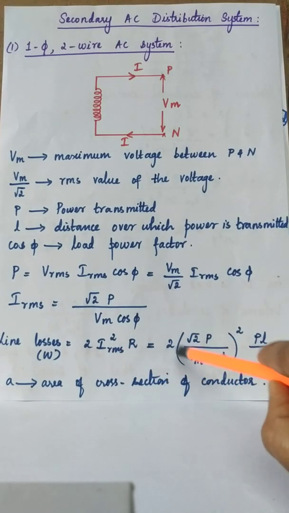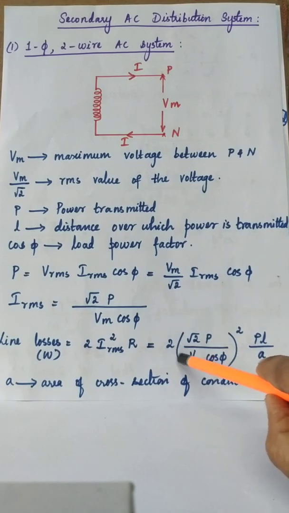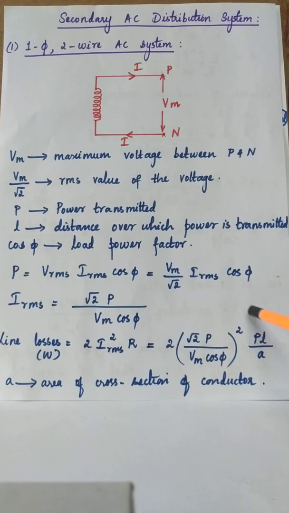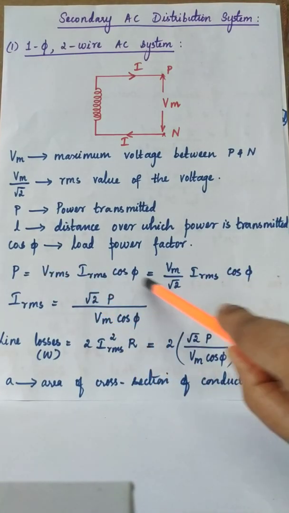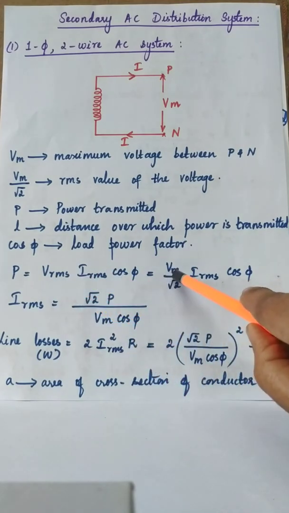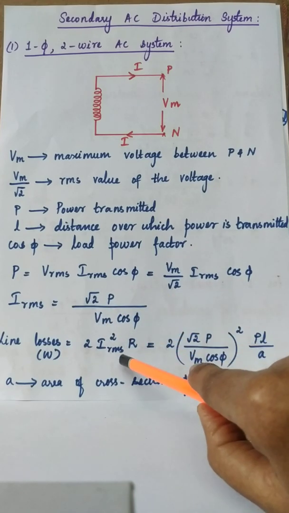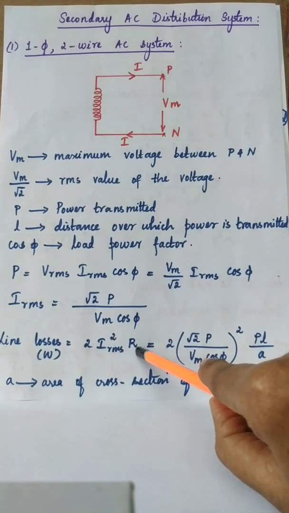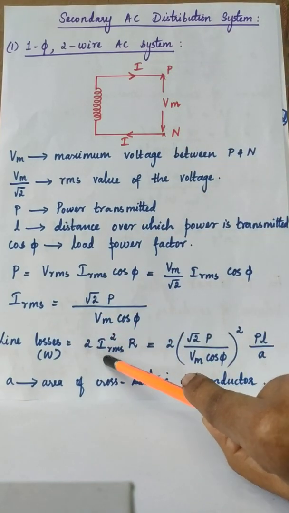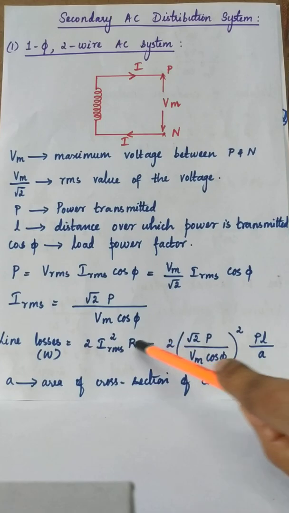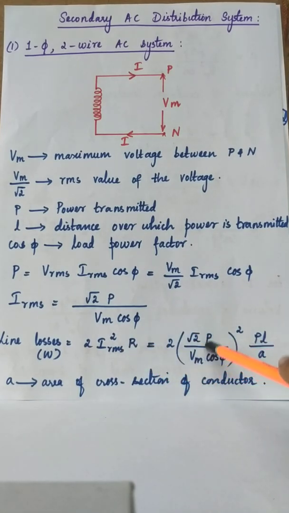Now, from this equation, substitute for Irms. You will get 2 into root 2 P by Vm cos phi, the whole square, into the formula for resistance, which is rho L by A, where A is the cross-sectional area of the conductor, rho is the resistivity of the conductor material, and L is the distance over which the power is to be transmitted. To summarize: write the expression for single phase power, where V and I represent RMS values. Substitute Vrms as Vm by root 2 to get the equation for Irms. Then substitute the Irms expression in the line losses. The general formula for line losses is I square R. Since we have 2 conductors, P and N, it is 2 I square R. On substituting Irms as well as the formula for R, we get this line.